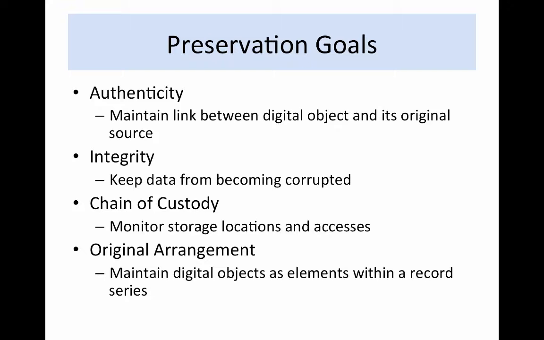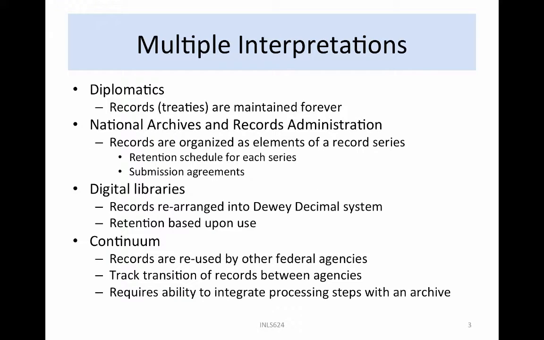Authenticity is the maintenance of a link between a digital object and its original source. Integrity consists of maintaining an uncorrupted copy of the digital record. Chain of custody requires monitoring the storage locations and accesses. Original arrangement requires maintaining digital objects as records within a record series.